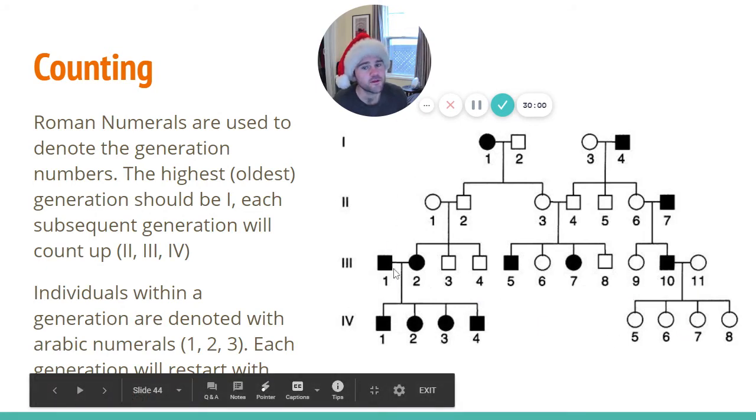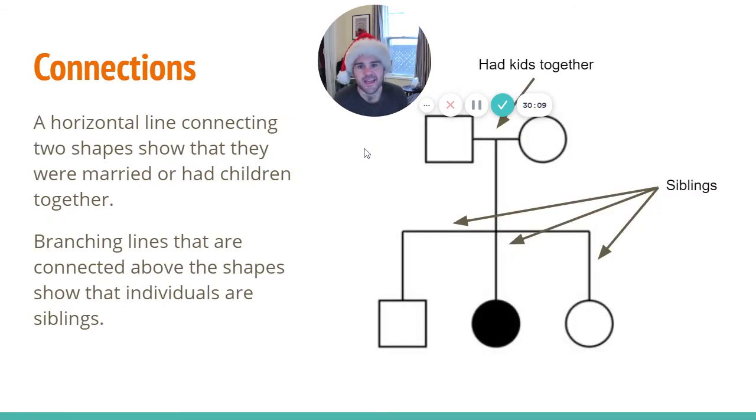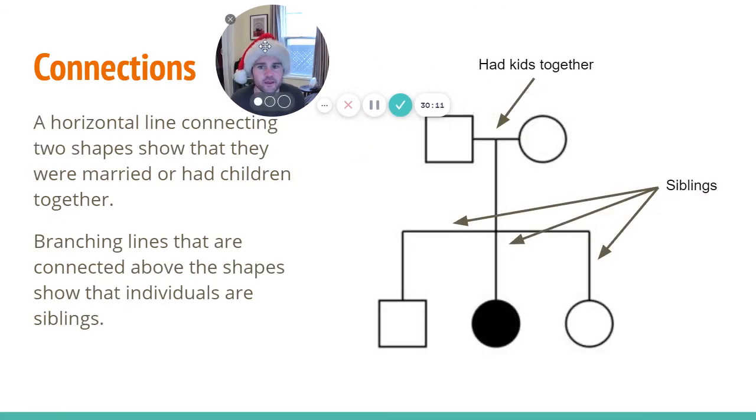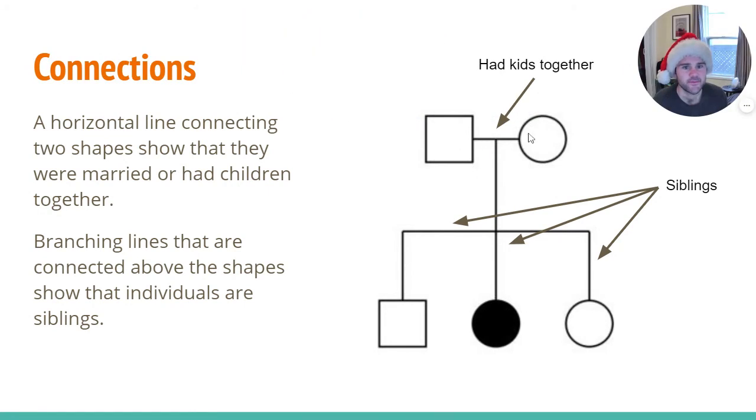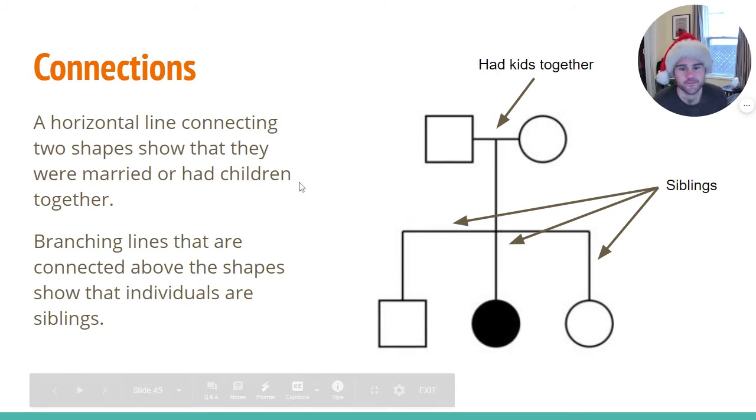Typically, you're going to have older people to the left, younger people to the right, but because of later generations, it gets harder to do that. So try, but it's not essential. Connections on our pedigree. Well, this means that they had kids together if they're connected by a horizontal line. If they have branching lines above them, that means they're siblings. So you can see that they had kids together. They had 3 kids. They had a boy and 2 girls. One of the girls had the trait.